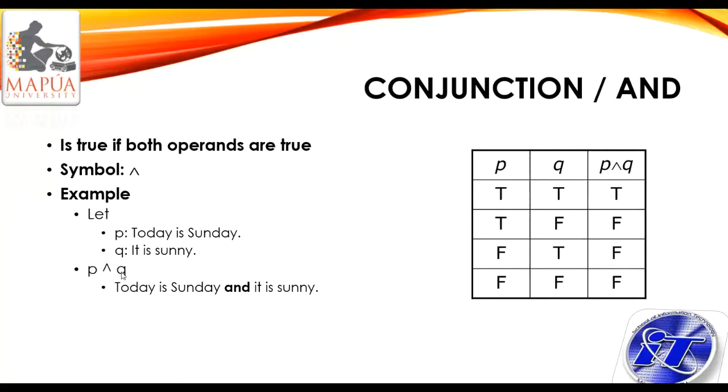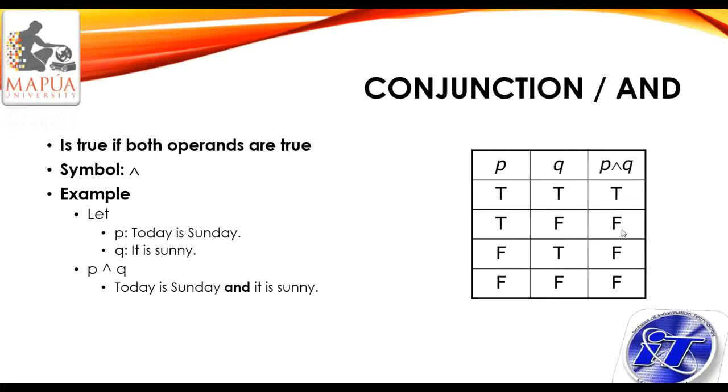Okay, so let's have this example. P, today is Sunday. Q, it is sunny. So if we have P and Q, the equivalent in English is: today is Sunday and it is sunny. And this is the truth table for and. Again, a conjunction is true only if both the statements in it are true. Otherwise, the statement is false.